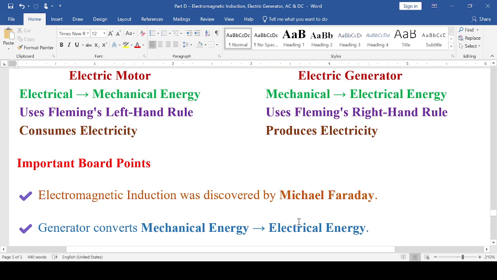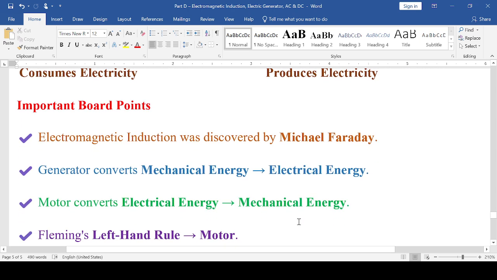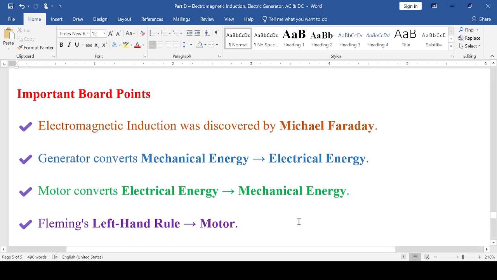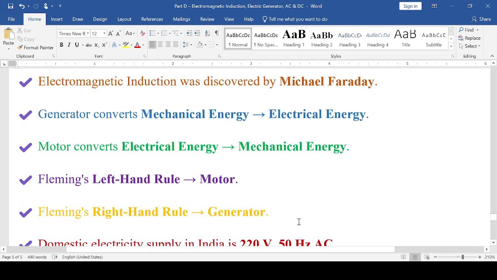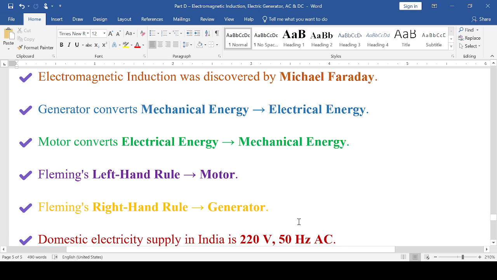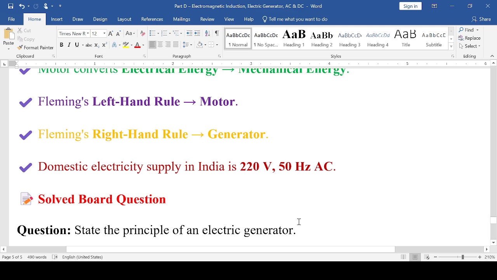So what are the important points here to remember? Electromagnetic induction was discovered by, yes, Michael Faraday. And what generator is going to do? It will convert mechanical energy into electrical energy. Motor converts electrical energy into mechanical energy. Fleming's left hand rule is used in motor. Fleming's right hand rule is used in generator. Domestic electrical supply in India is 220 volts, 50 hertz, alternating current.